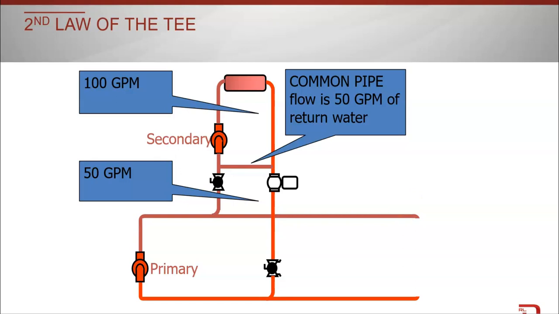If we assume the control valve throttles, and let's say it's throttled down and the primary flow is only 50% or 50 gallons per minute. The coil remains at 100 GPM. The common pipe must be flowing 50 GPM of return water from the coil into the T. The flow remains constant through the coil, but what happens to the supply temperature to that coil?